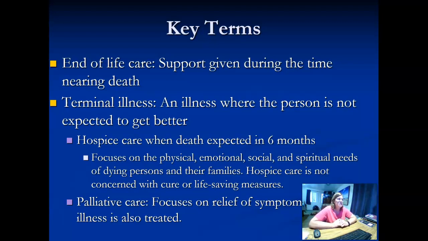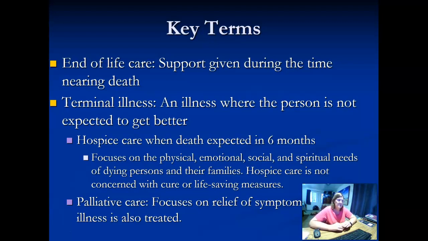A terminal illness. Now, we talked about this back on the very first class of our school, where we learned about acute illnesses, chronic illnesses, and terminal illnesses. But a terminal illness is an illness where the person is not expected to get better. It is expected to end in death. And I'm not saying that there are no miracles out there, that no one was supposed to die and miraculously got better. But in general, with a terminal illness, we're not expecting the person to live; they're going to die.